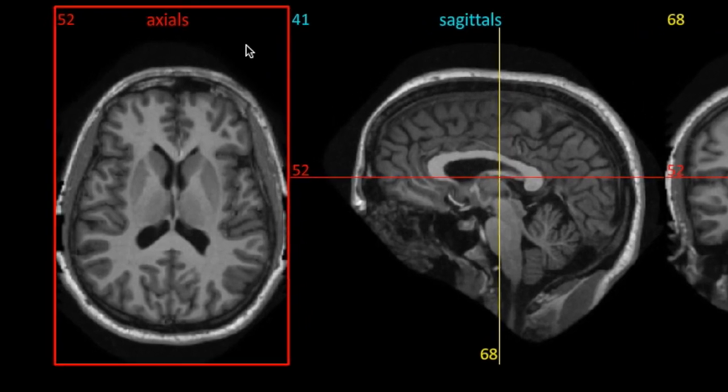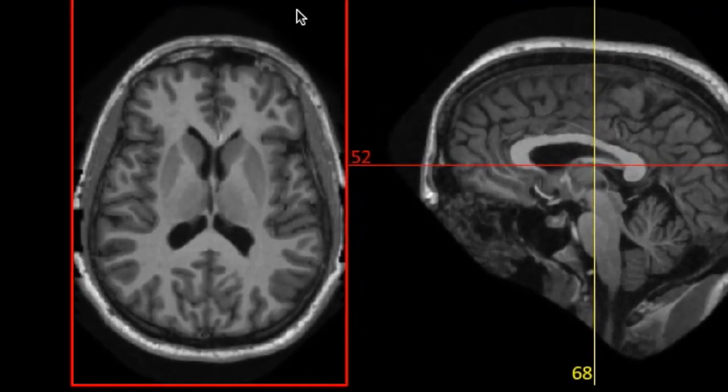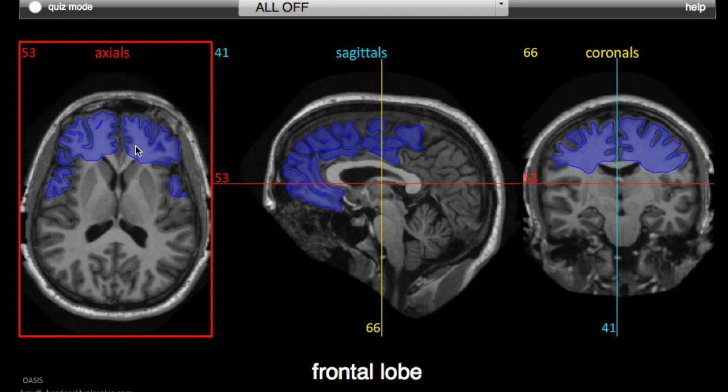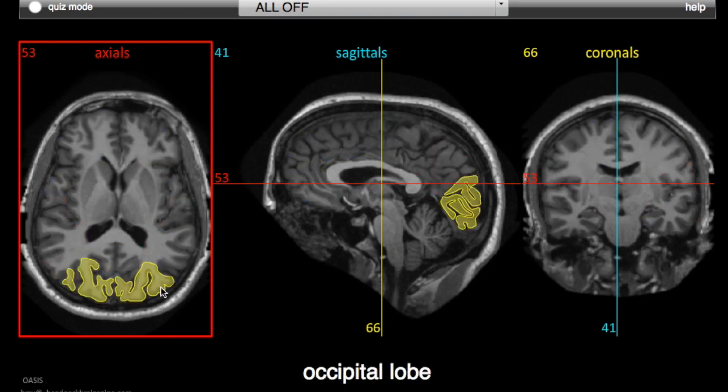Let's move on to the lobes. Actually, at this level, all 4 lobes can be seen, with the frontal lobe anteriorly, parietal and temporal lobes laterally, and the occipital lobe posteriorly.